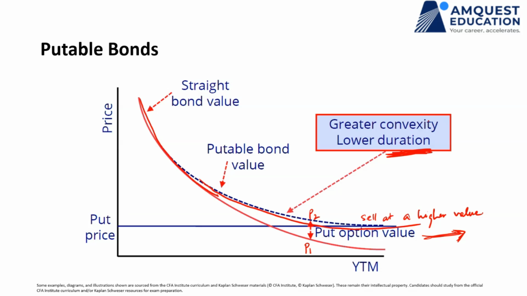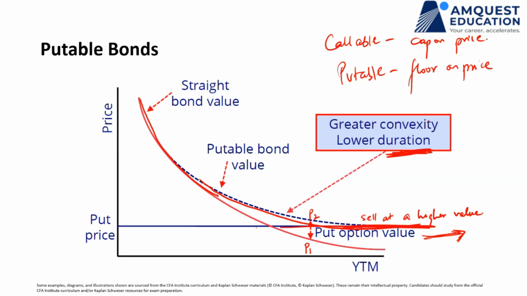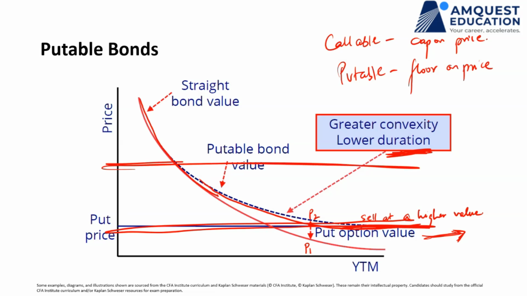So a putable bond has a floor. If you want to look at it this way, callable bonds have a cap on price. They don't increase beyond a point, while a putable bond has a floor on price, which means they don't fall beyond a price. Callable bonds don't increase beyond a price, they go like this. So there is a standard cap, which means maximum, floor means minimum. So these are two embedded option bonds which will need effective duration and effective convexity as concepts.